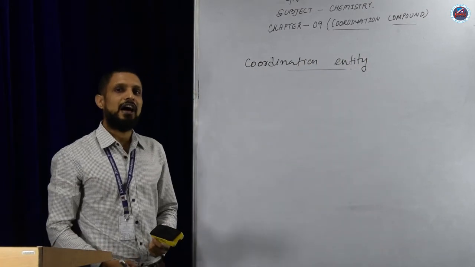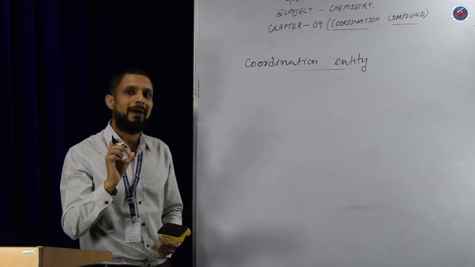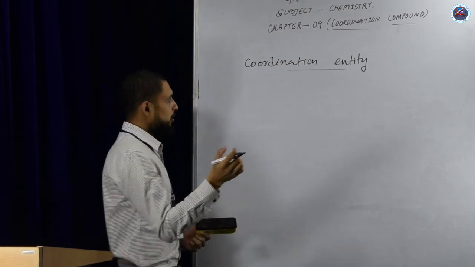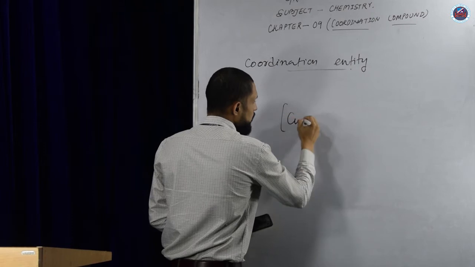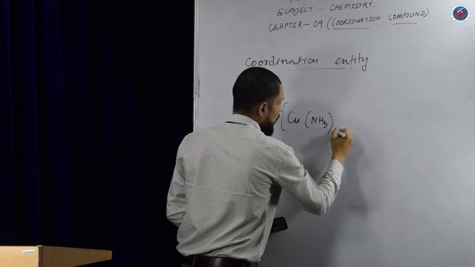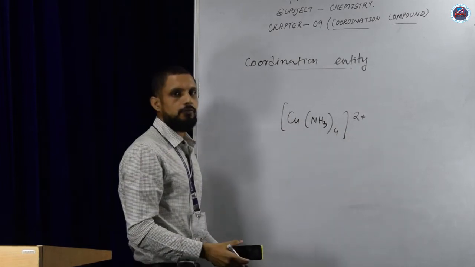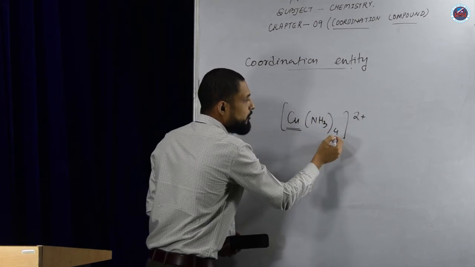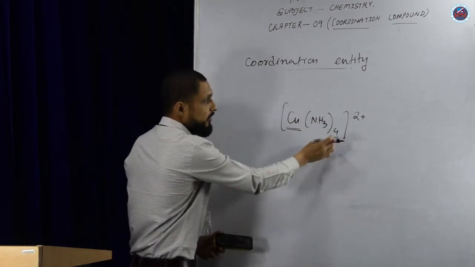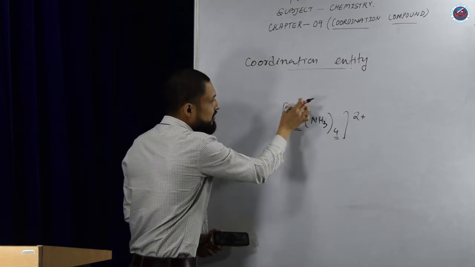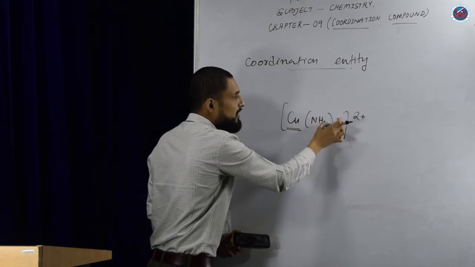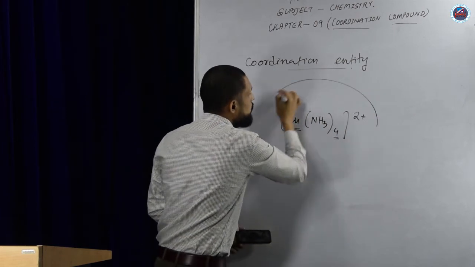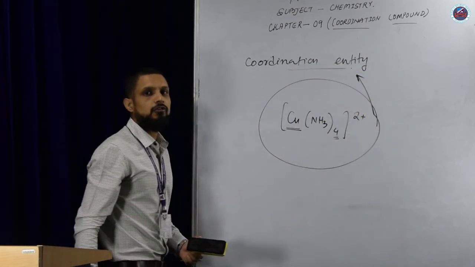Now, coordination entity is a combination of central metal atom or ion with the ligands. So, for example, Cu(NH3)4 2 positive. Now here, the central metal ion along with a specified number of ligands enclosed inside a square bracket is known as coordination entity.